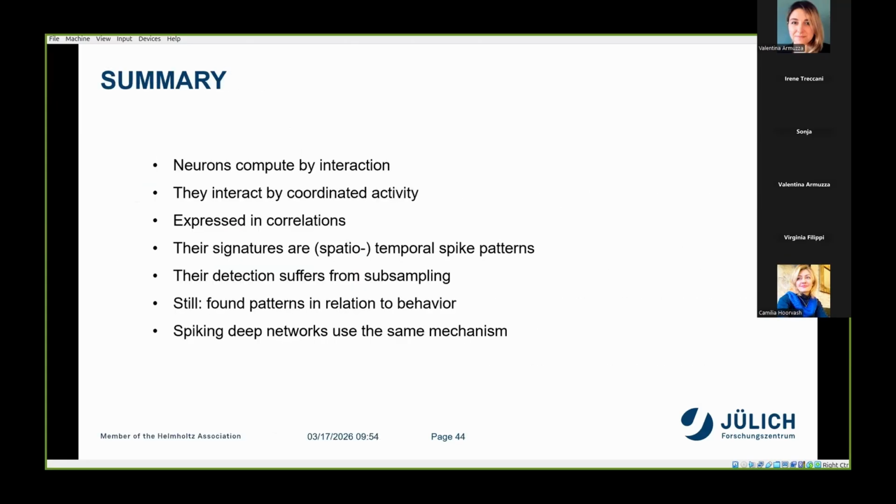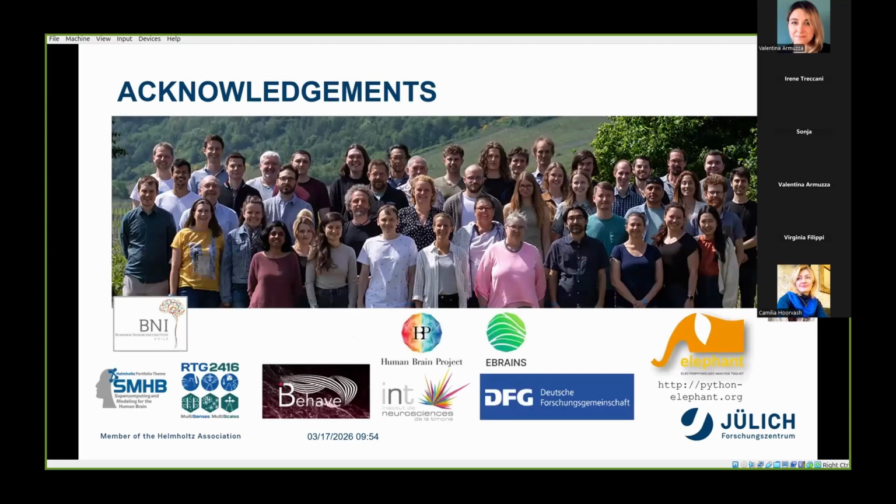Okay, I'm coming to my end. Neurons compute by interaction. They interact by coordinated activity. This is expressed in correlations. The signatures are, for example, spatial or temporal spike patterns. Their detection suffers from subsampling. Still, we found patterns in relation to behavior, and spiking deep networks use the same mechanism. And I want to thank the people working with me and my funding, and thank you very much.